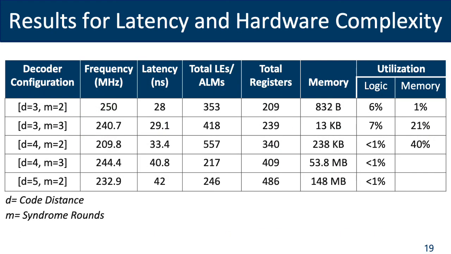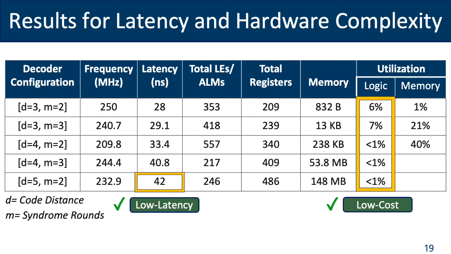The latency and hardware complexity of a decoder depend on its configuration. It increases with the number of decoding rounds and code distance. The latency is within 42 nanoseconds for LILLIPUT, which is about 24 times faster than the 1 microsecond target latency. The logic utilization is within 7% for off-the-shelf FPGAs, which leaves sufficient room for implementation of control and readout logic.